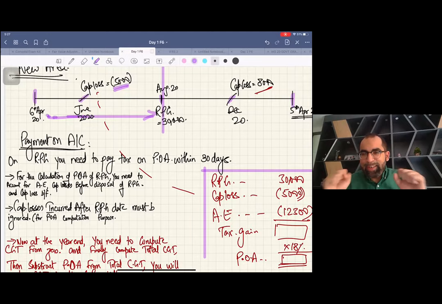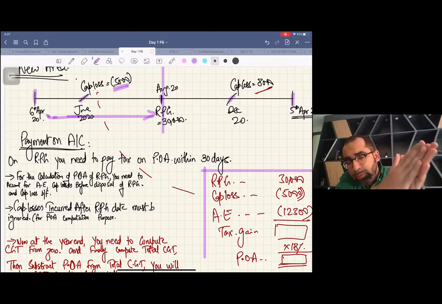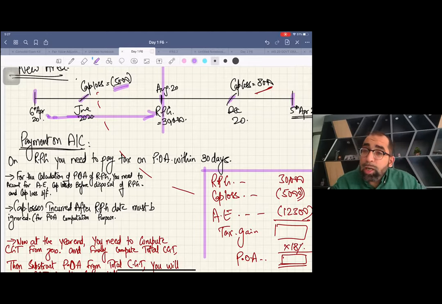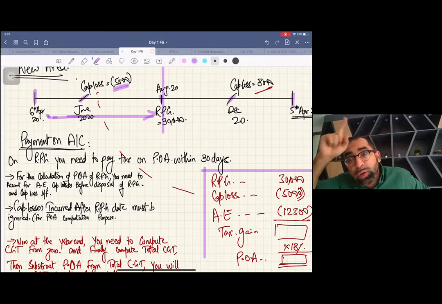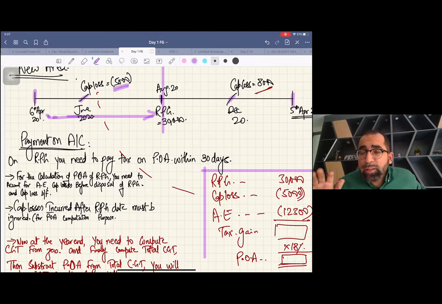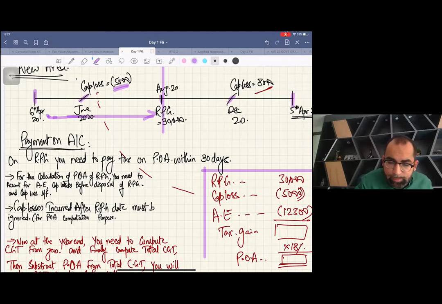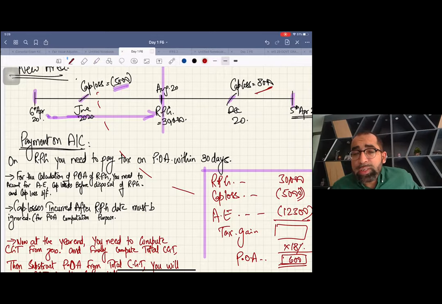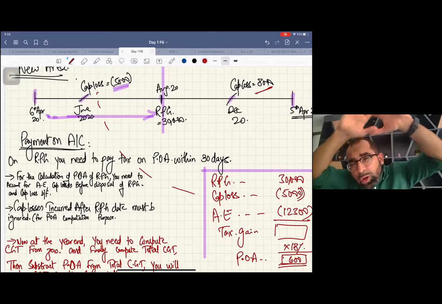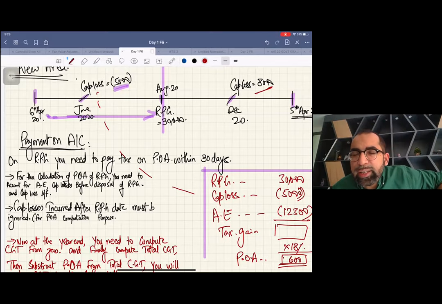Now, what is the second thing? Listen to me. What is the second step? After the year end, when the whole fiscal year has ended, you will do the normal CGT calculation that I taught you. For example, say this payment on account is 600. And after doing the normal CGT calculation, your total CGT comes out to be 1000.